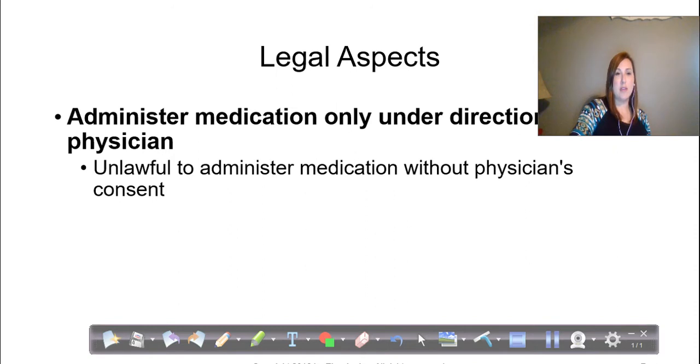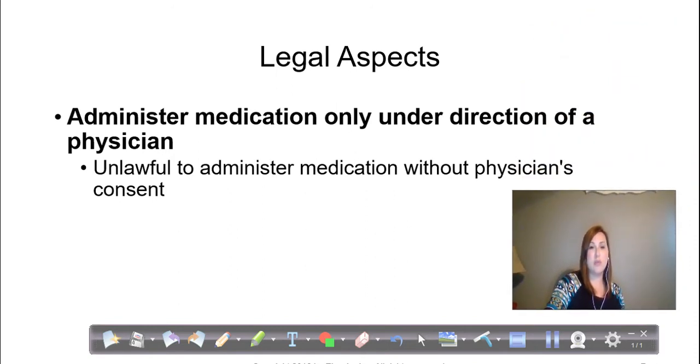So legal aspects. So we only want to, as medical assistants, administer medication under the direction of a physician. So it's unlawful to administer medication without a physician consent. Sometimes that includes making sure the provider or the physician is in the office building before you give a medication. Maybe someone's coming in for vitamin B12 injections. That might be an example of that.